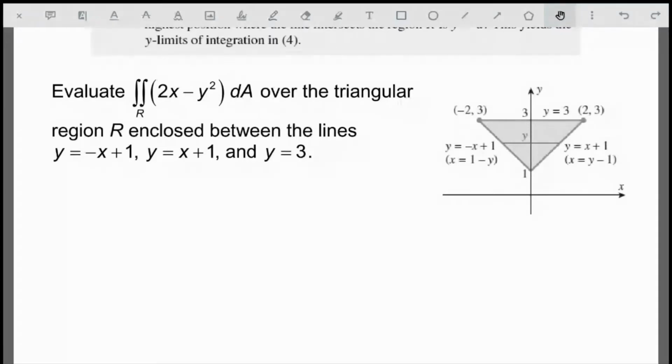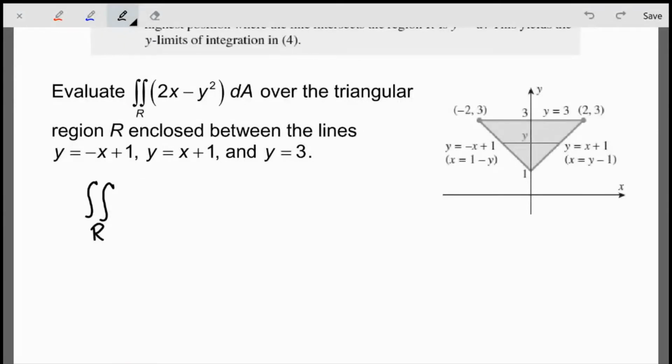So essentially, if you want to visualize what this is representing, we would be finding the volume between this function, you could think of it as z is 2x minus y squared, and the xy plane, bounded by that region. Okay, so when I set this up, let's talk about how we would set up this integral.